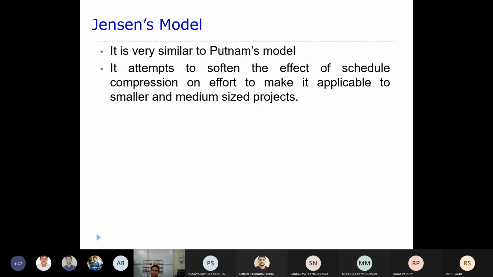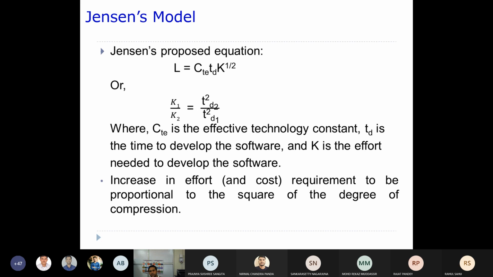Usually it attempts to soften the effect of schedule compression, because in small projects you can compress the schedule to a large extent as compared to large projects. Now Jensen's equation is something like this: CT · TD · K to the power 1/2 is equal to L. You know what TD is.